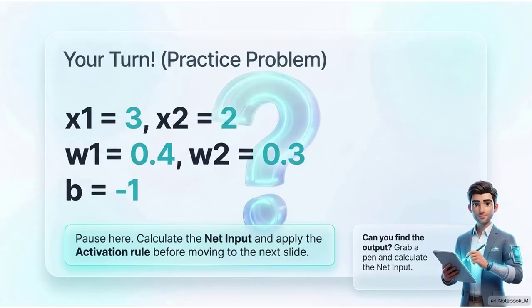So find out the net input and apply the activation rule before we move to the next slide. Just find out, we are taking a little pause here.